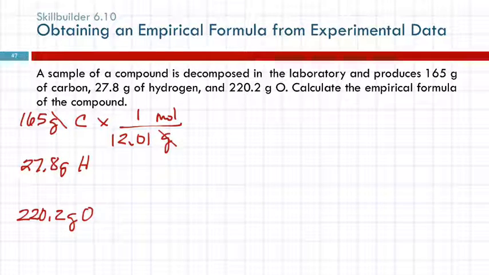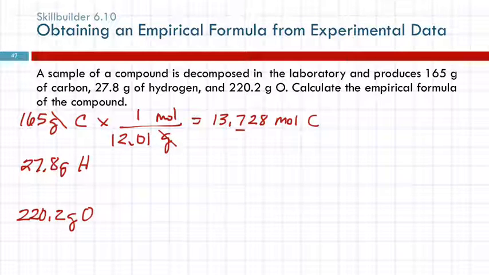I'm having issues here. 165 divided by 12.01 equals, there we go. Shouldn't be that hard. 13.7. If we're counting significant figures, we should have 3. With these types of calculations, more is better. So definitely carry the 2 extras. So that would be moles of carbon.